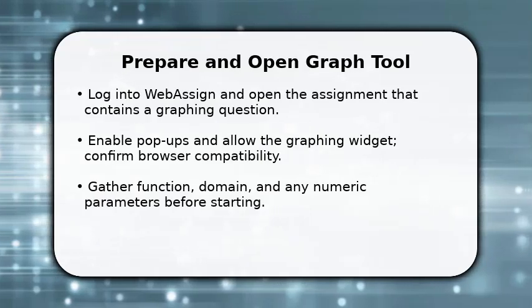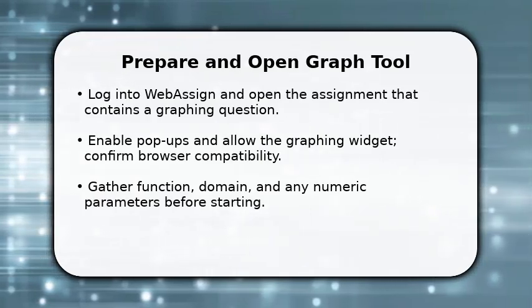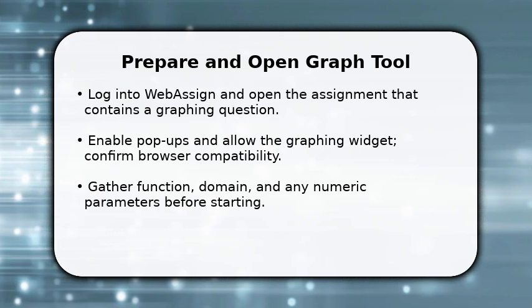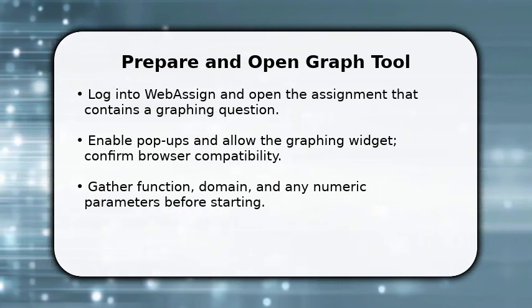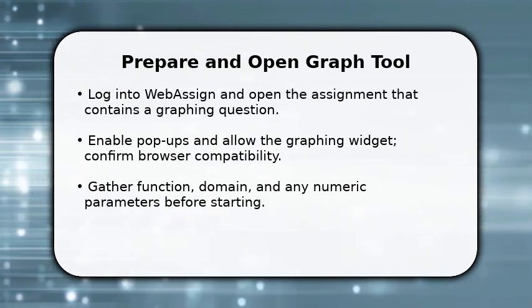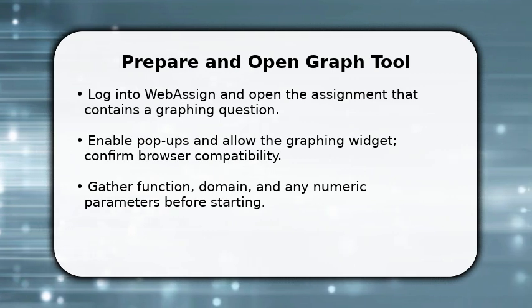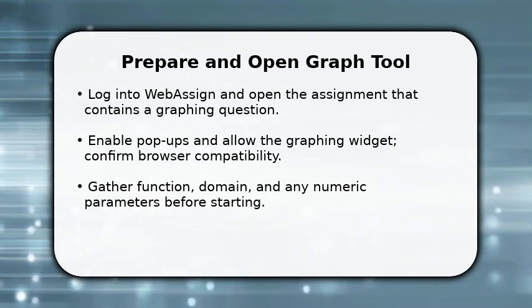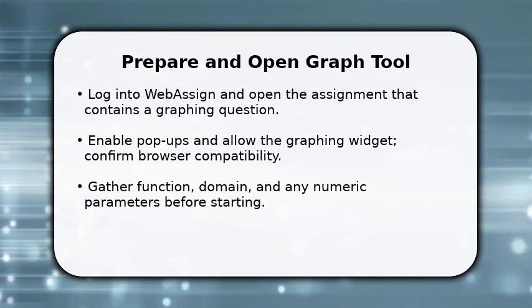You start by logging into Webassign and opening the specific problem with the graphing widget. Make sure your browser allows pop-ups and that the graphing tool loads. This prevents lost work. Once the widget appears, review the question for required function forms, domain limits, and numeric parameters.